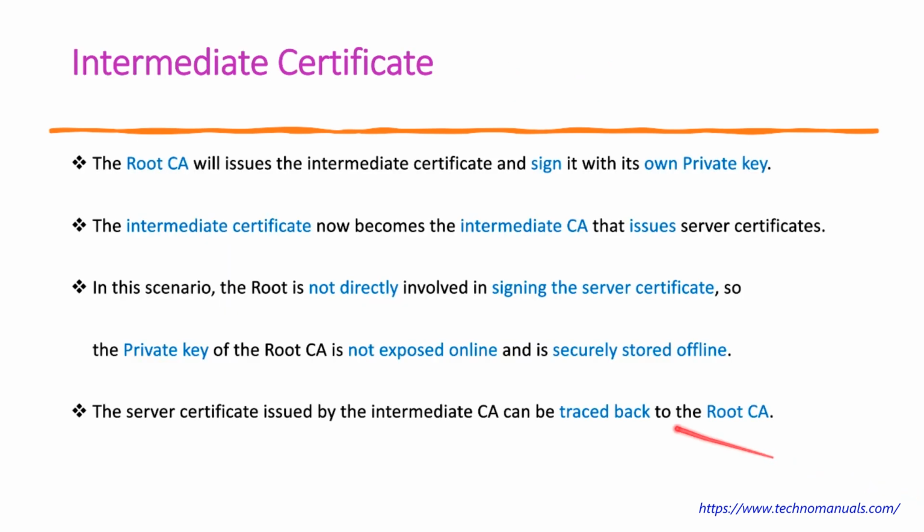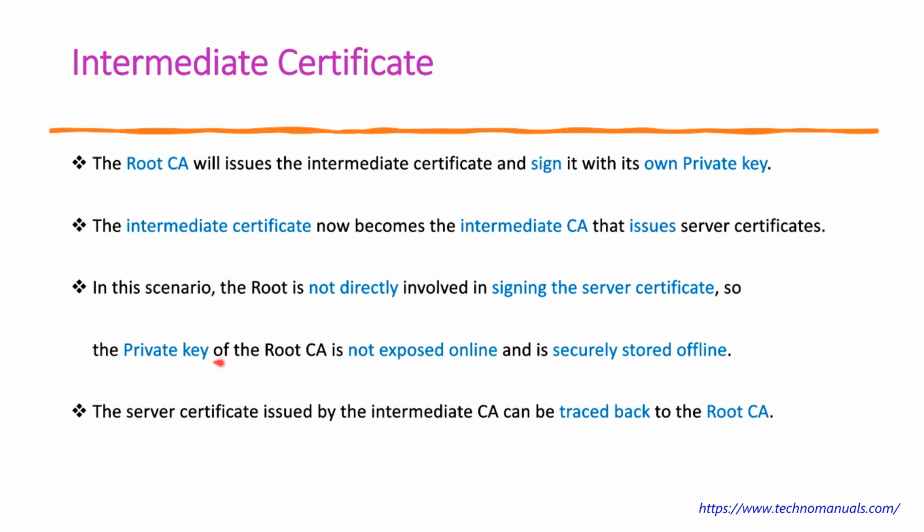Let's understand more about the intermediate certificate. The root CA will issue the intermediate certificate and sign it with its own private key. Here, the intermediate certificate is signed by the root private key. The intermediate certificate now becomes the intermediate CA that issues the server certificate. This intermediate certificate has the authority to sign the server certificate because it is signed by the root CA. In this scenario, the root is not directly involved in signing the server certificate.